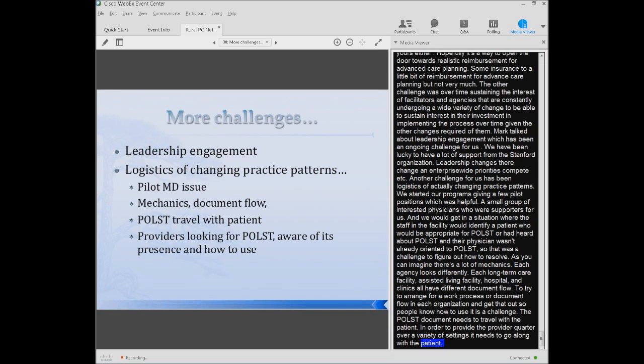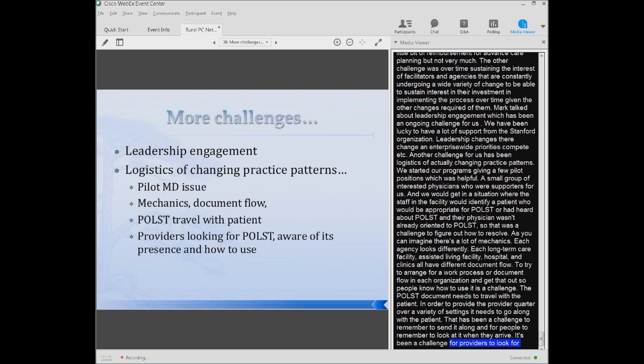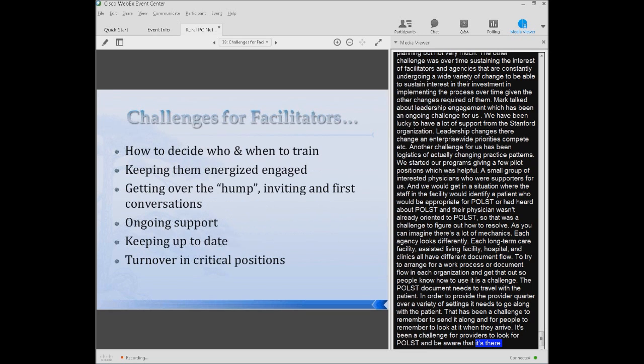The POLST document really needs to travel with the patient in order to be able to provide that provider order over a variety of settings. It needs to go along with the patient, and that's been a challenge, to remember to send it along, for people to remember to look at it when it arrives, for example, in the emergency room. And then it's been a challenge for providers to look for POLST, to be aware that it's there, and to actually know how to use it, because the best laid plans are worthless if the provider who is making the decisions at the end of life isn't aware of the document or how to use it.